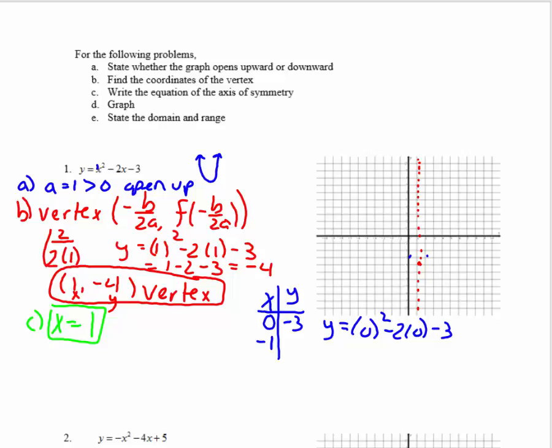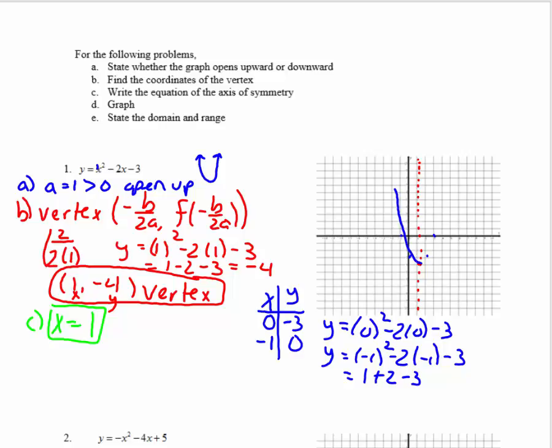Now let's try negative 1 into my equation. So y is going to equal negative 1 squared minus 2 times negative 1 minus 3. Well, negative 1 squared is 1. Negative 2 times negative 1 is a positive 2, minus 3. So 1 plus 2 is 3, and 3 minus 3 is 0. So negative 1, 0 is a point on the graph. And as you can see, that's actually an x-intercept. I'm 2 units away, so I'll go 2 units to the other side, making it symmetric.